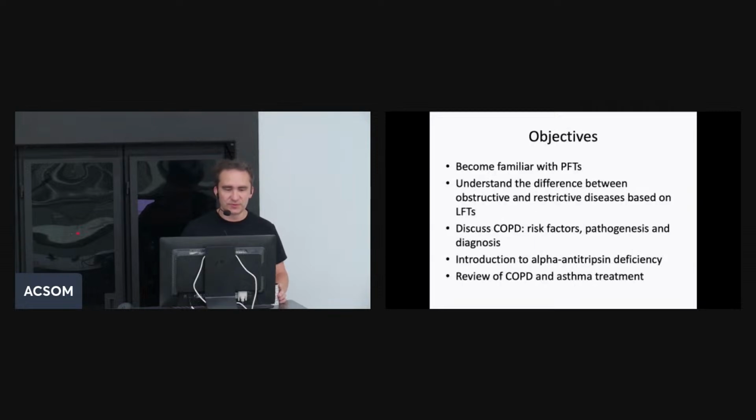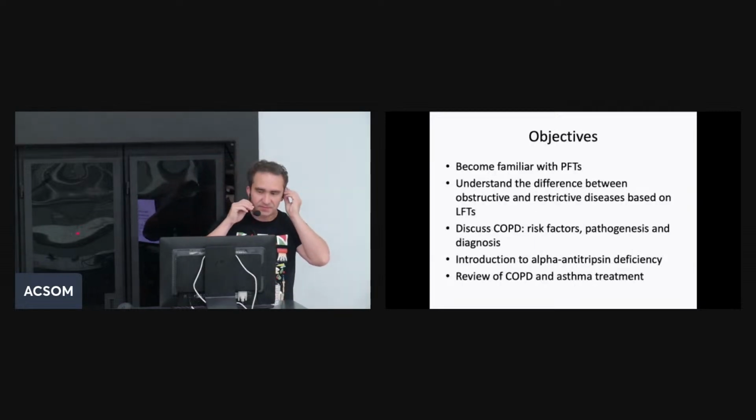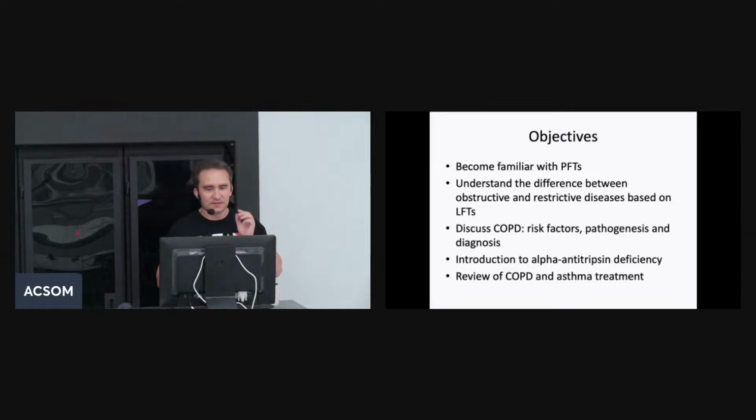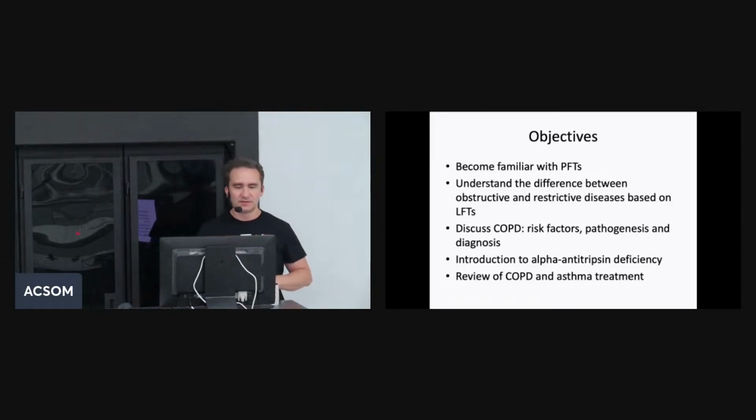So the goal: we'll review pulmonary function tests briefly. We'll take a look at the difference on the PFTs between obstructive and restrictive lung diseases. We'll talk about COPD risk factors, pathogenesis, and diagnosis. We'll talk a little bit about one of the types of COPD, which is caused by alpha-1 antitrypsin deficiency. And then we'll review the COPD and asthma medications, which have a big overlap.